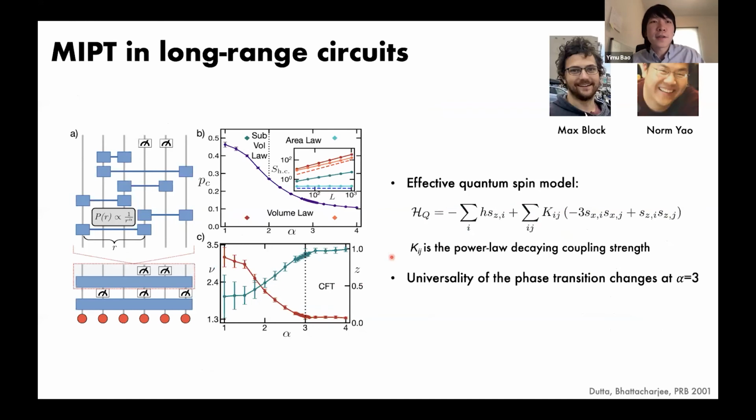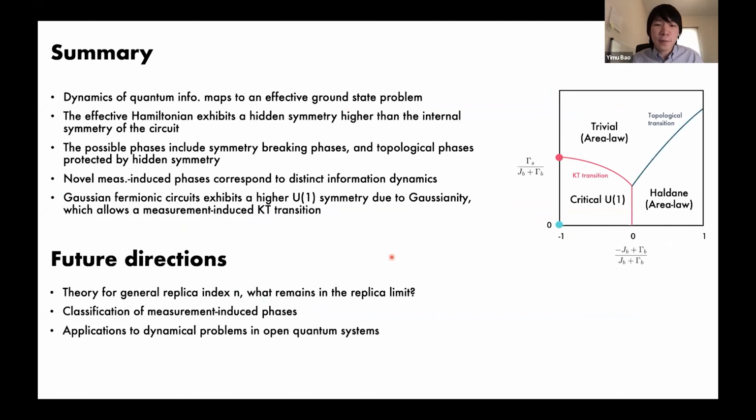Okay, this is some other work I'm also working on, like the measurement-induced phase transition in long-range circuits. If you are interested in this, we can talk offline. So here's the summary slide. Thank you so much.